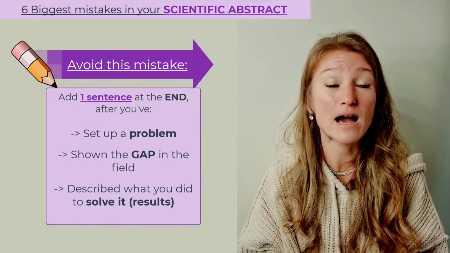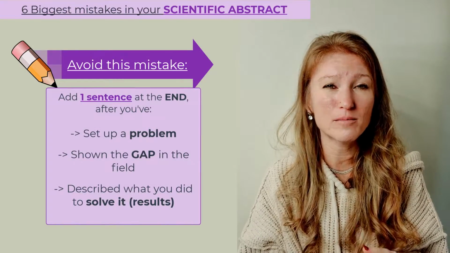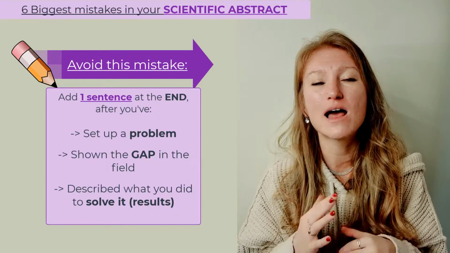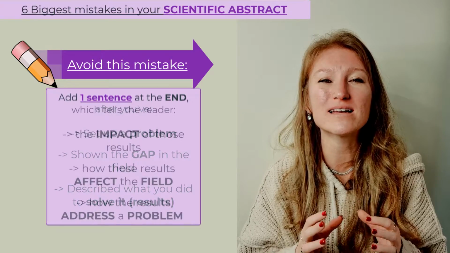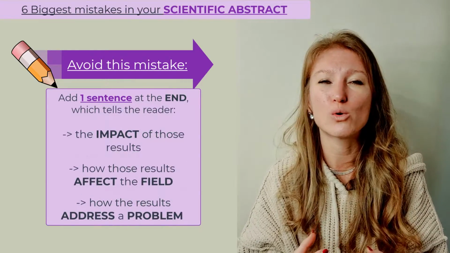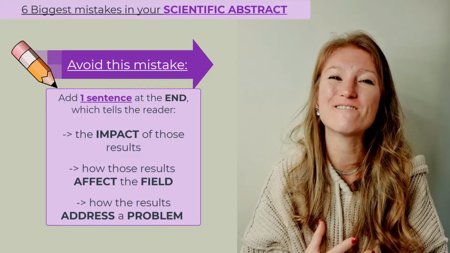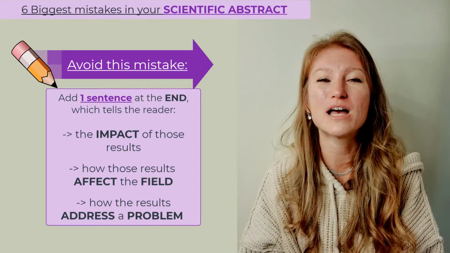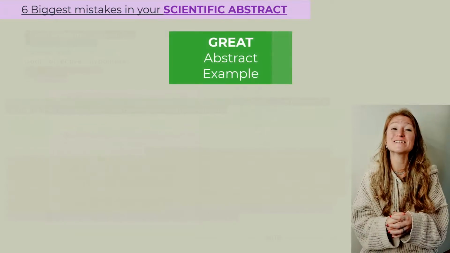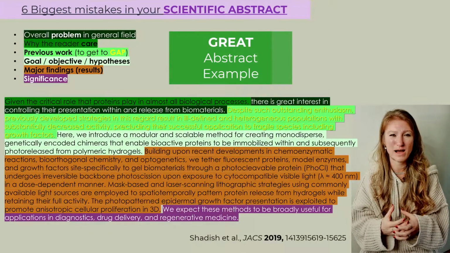So this is going to come after we've already set up a problem, a gap in the field, what we did to solve it and convey our results. Then we're going to give a 1-sentence statement of the impact of those results, or show how those results affect the field and the problem that we mentioned at the beginning of the abstract. So check out this final sentence in our example abstract.